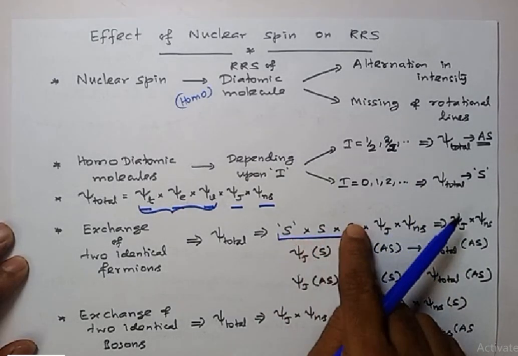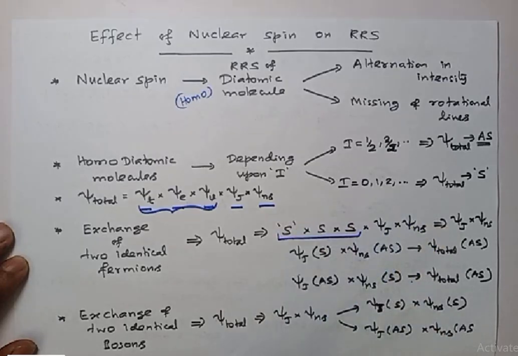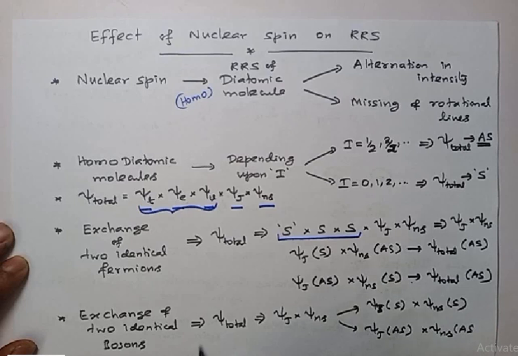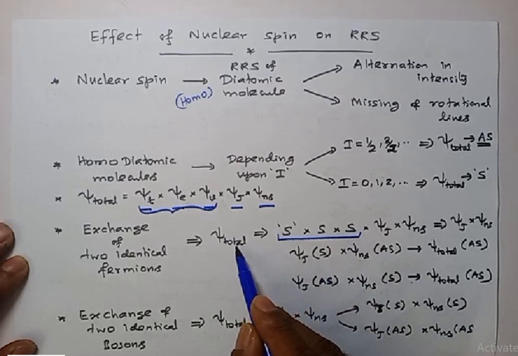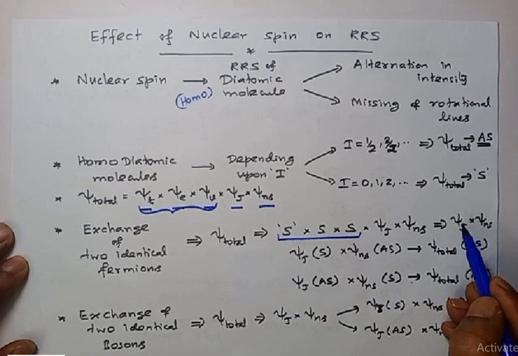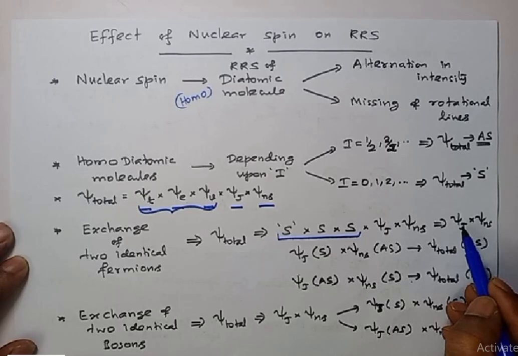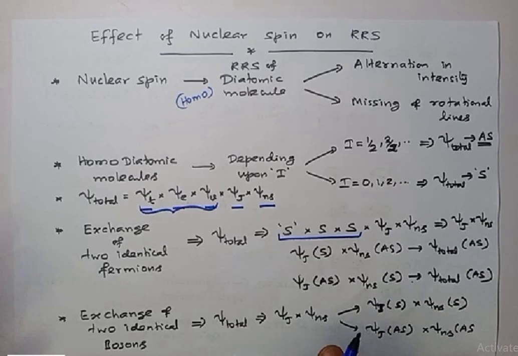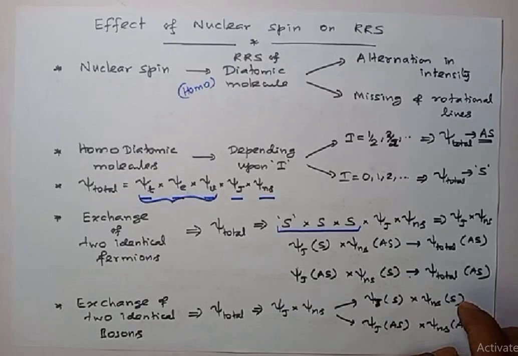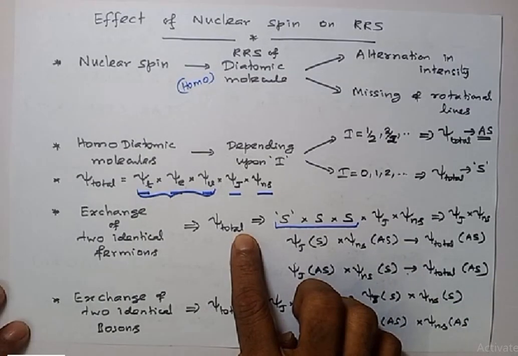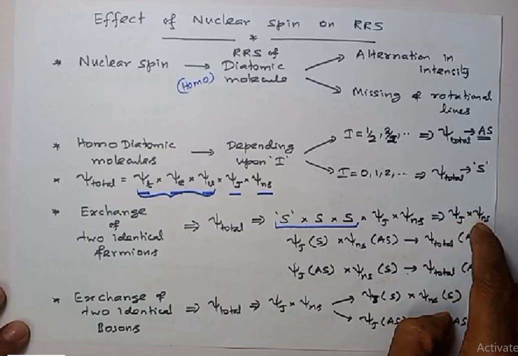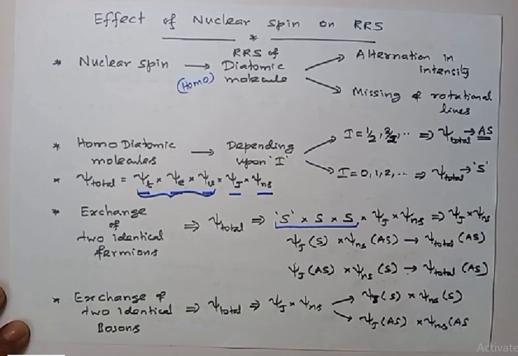Therefore, you need not consider these three, because if I multiply symmetric with these, I am going to get the same result. So I can write the total wave function simply as the rotational state wave function into the nuclear spin wave function. Okay, good. So the total wave function is equal to the wave function of the rotational state into the wave function of the nuclear spin state.